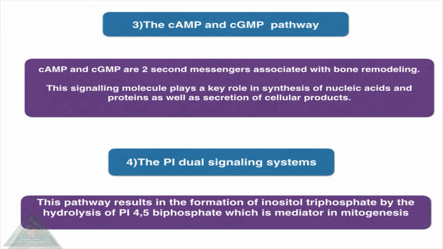The cyclic AMP and cyclic GMP pathways. These are two secondary messengers associated with bone remodeling. This signaling molecule plays a key role in synthesis of nucleic acids and proteins as well as secretion of cellular products. The phosphoinositol dual signaling systems. This pathway results in the formation of inositol triphosphate by the hydrolysis of phosphoinositol 4,5 bisphosphonate, which is a mediator in mitogenesis.